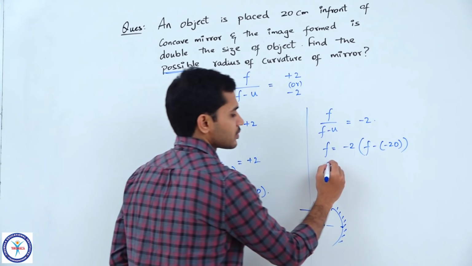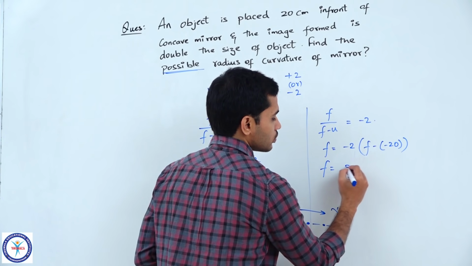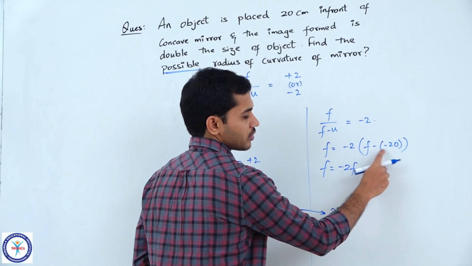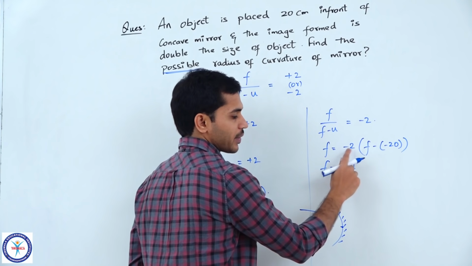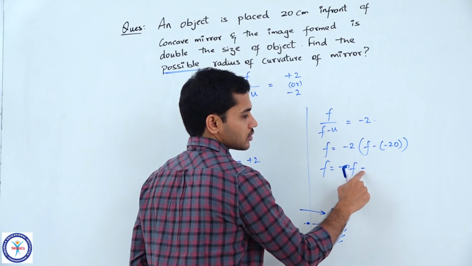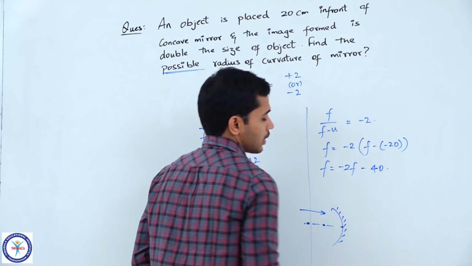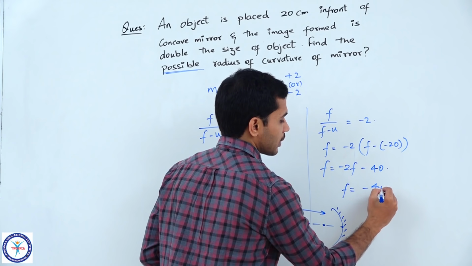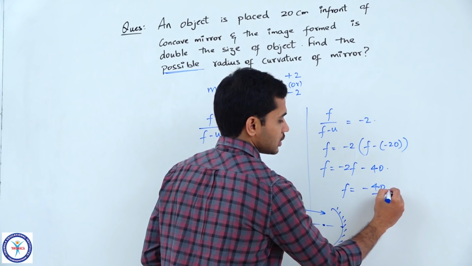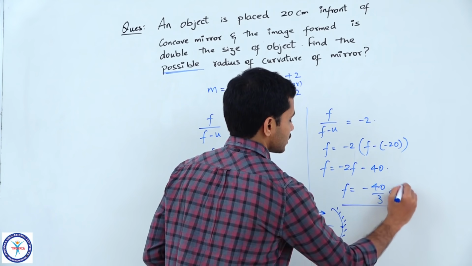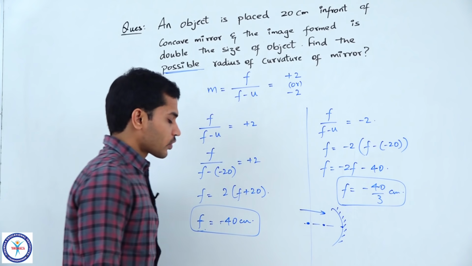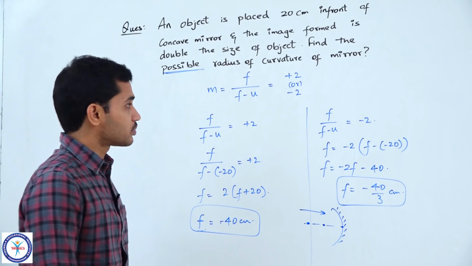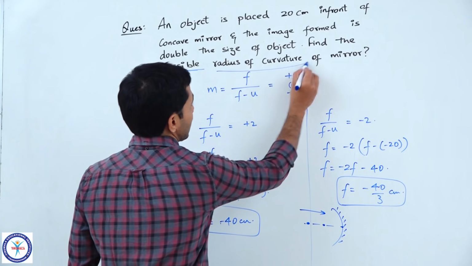So, solving this will give me f is equal to minus 2f. Here we will have plus multiplied by minus will become minus. So, minus 40, and simplifying that further will give me f is equal to minus 40 by 3 centimeters.